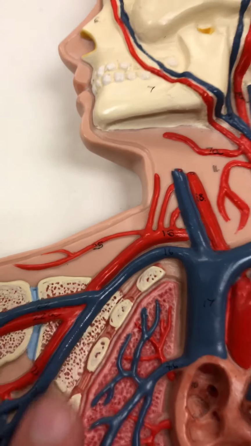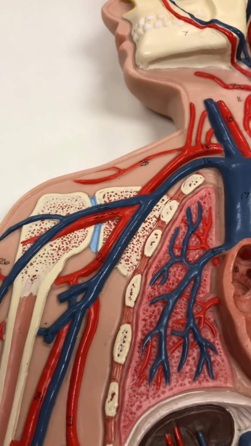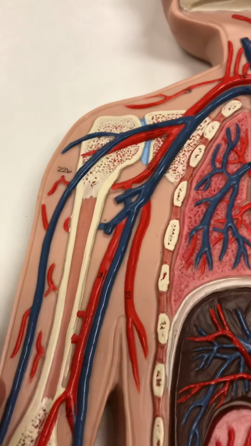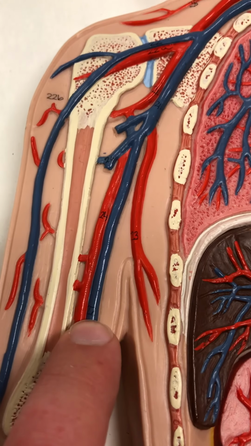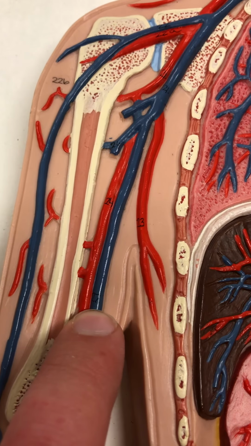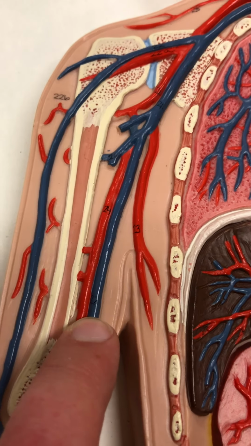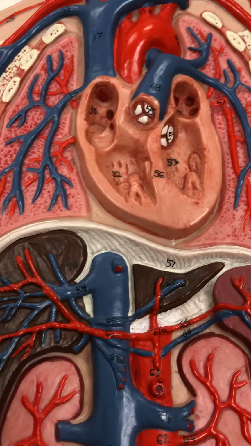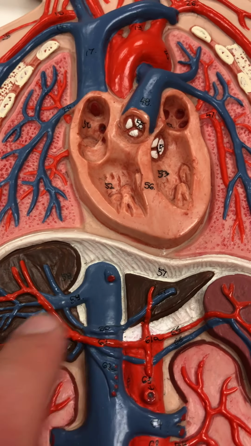We have the basilic vein, so if we keep moving more distally, we have number 27, right here, the basilic vein. Then moving back towards the trunk of the body, we have the hepatic vein. Hepatic means liver, okay? So the hepatic vein is number 59 right here, coming from the liver.